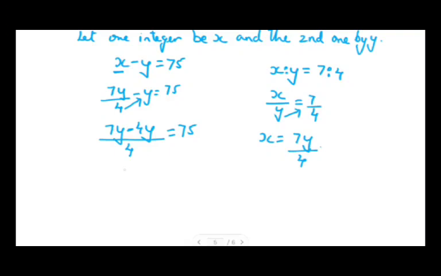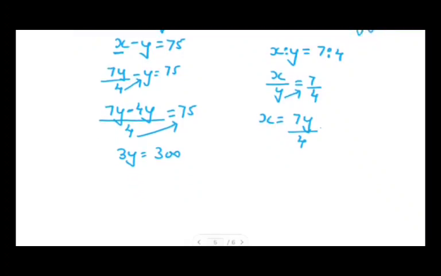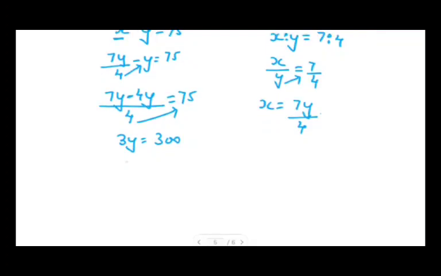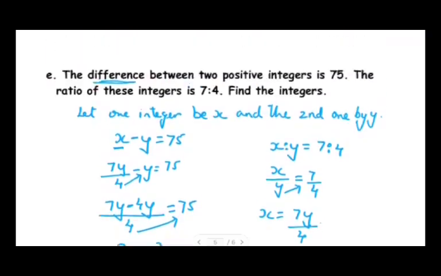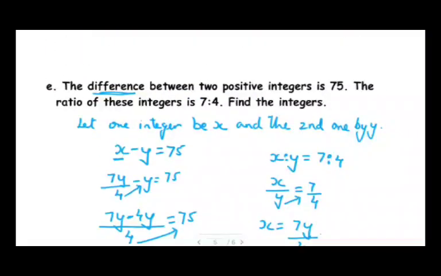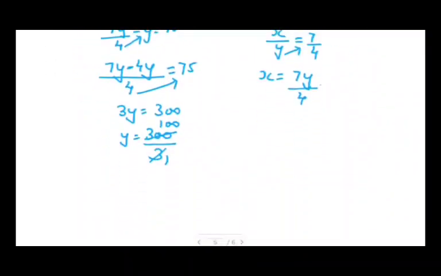So 7y minus 4y makes it 3y is equal to 4 goes and multiplies with 75. It becomes how much? 300. Okay, 4 into 75 is 300. Y is equal to 300 upon 3. 3 ones are 3. So I have got my second number, which is 100. Okay, yes. So y is equal to 100.